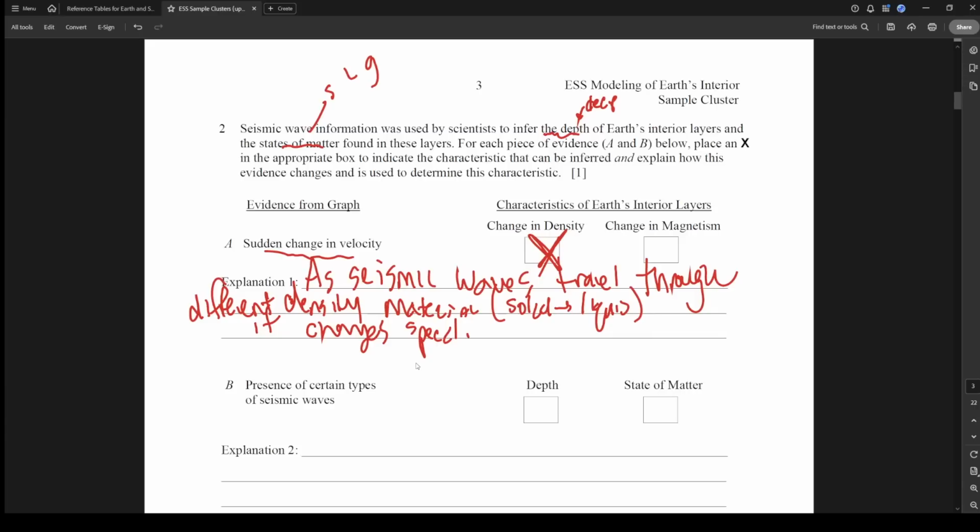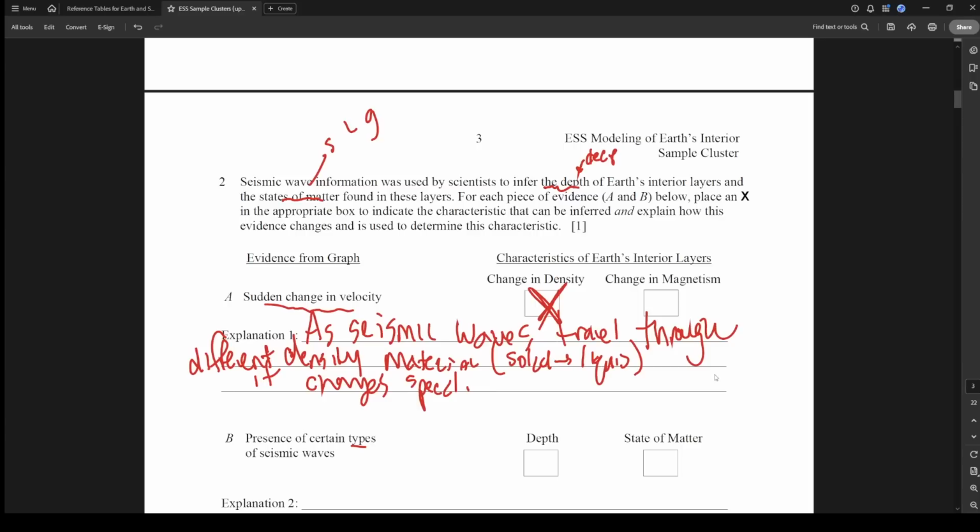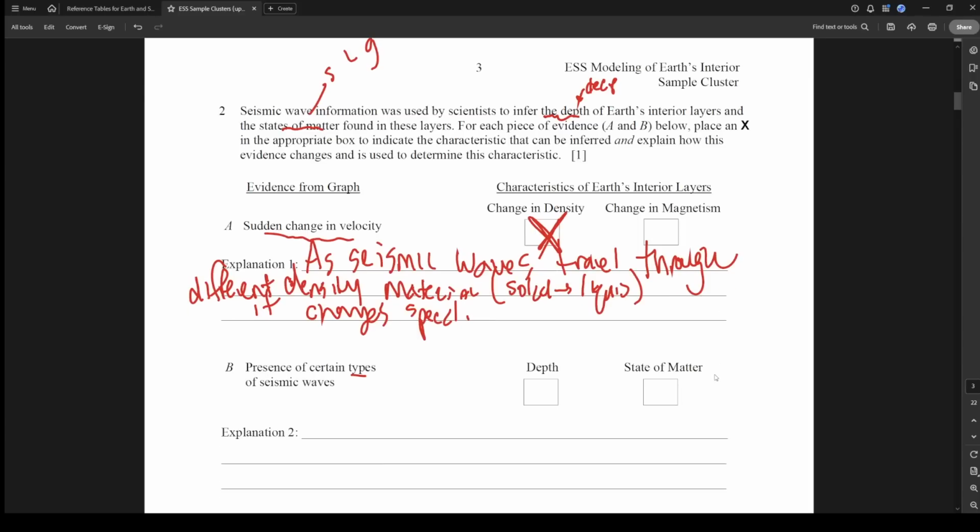All right, let's see the next one. Presence of certain types of seismic waves. So we did say a shear wave cannot go through a liquid. So that means that the state of matter is what we can find out. So state of matter, and we could say shear waves cannot travel through liquid. That's all we need to say.